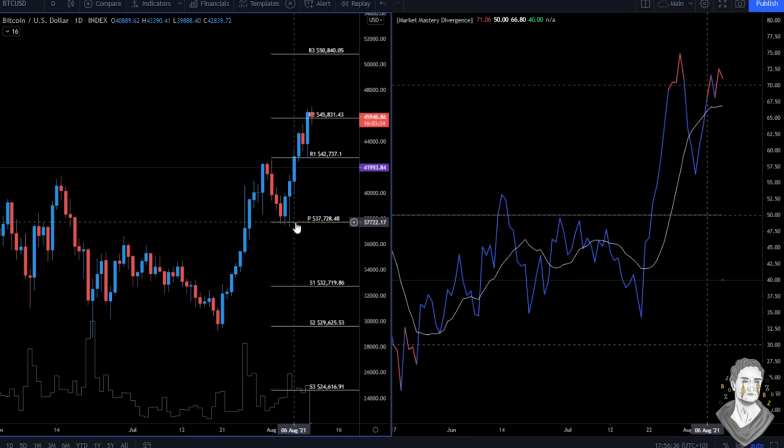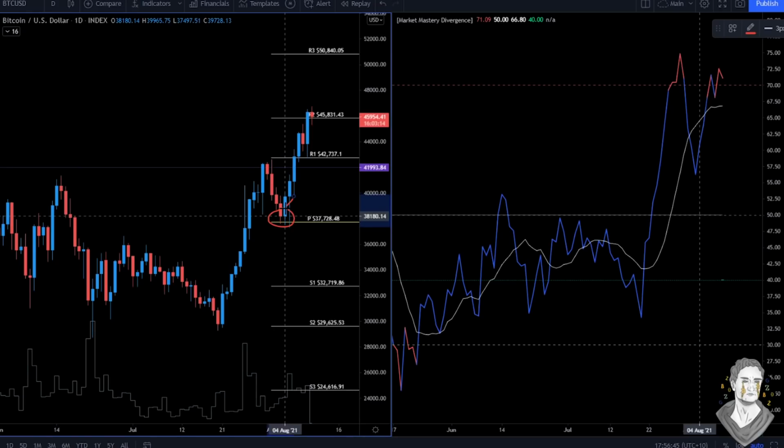And it came down right to the monthly pivot. That is where we saw reaccumulation by the bulls at $37,728. And that is exactly where our higher low is. So anywhere above that is ultimately good for price action. It is still in a bullish structure here, and I would have no problems with the price action overall.